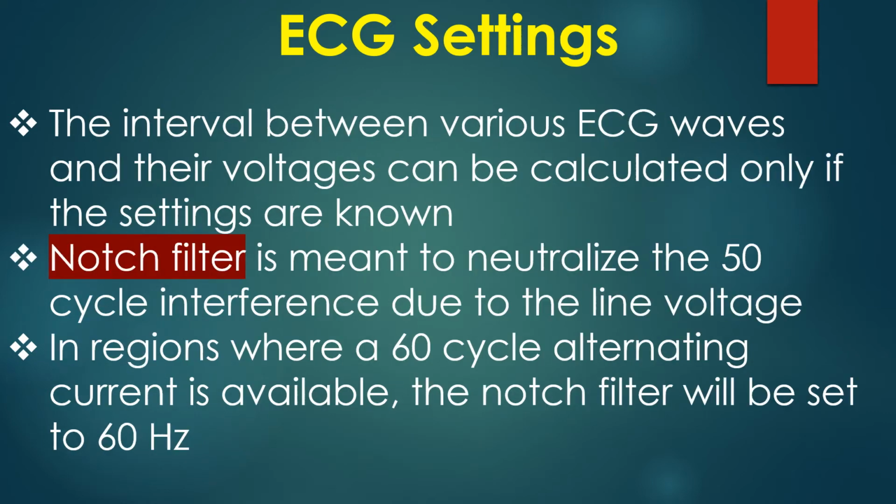The interval between various ECG waves and their voltages can be calculated only if the settings are known. Notch filter is meant to neutralize the 50 cycle interference due to the line voltage. In regions where 60 cycle alternating current is available, the notch filter will be set to 60 Hz.